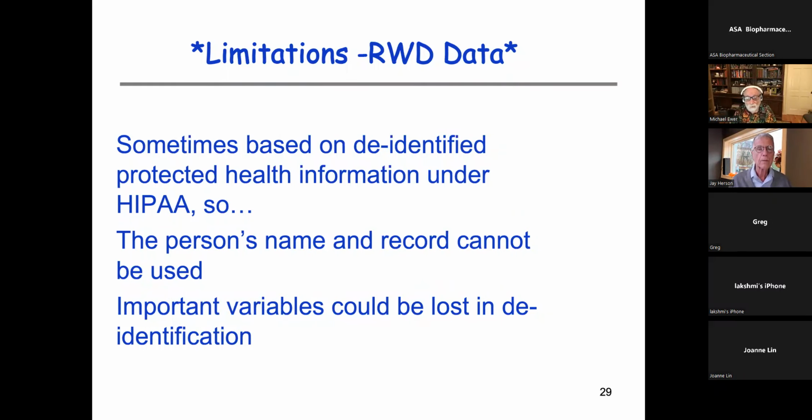So a person's name or record number may not be important in tabulating the extent of a problem, but if you want to go back and look at the record on a person, you may not be able to find it. So important variables could be lost in the de-identification.